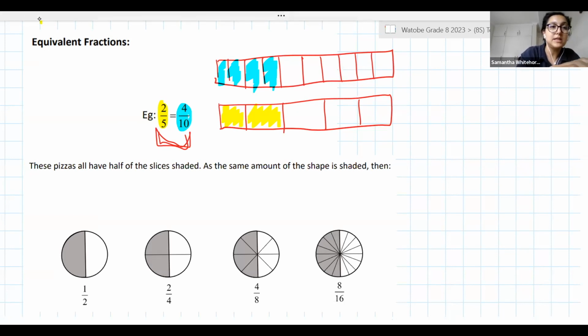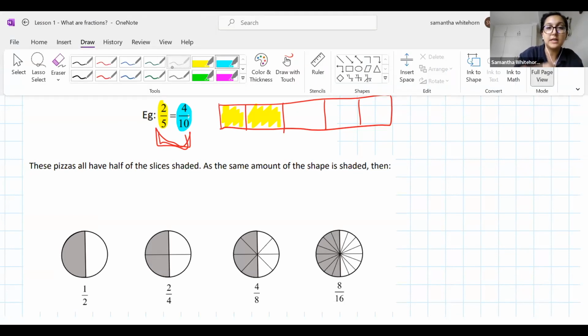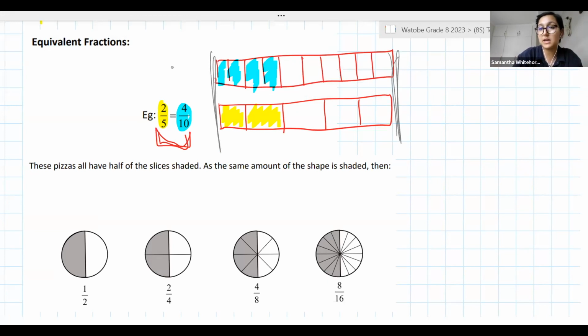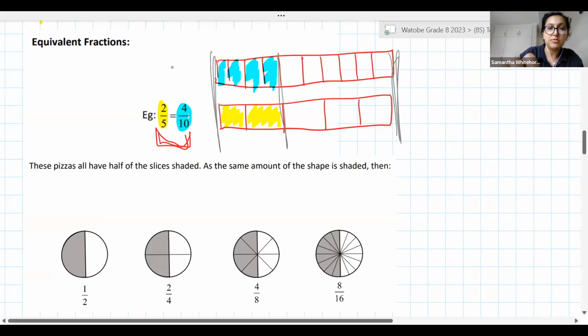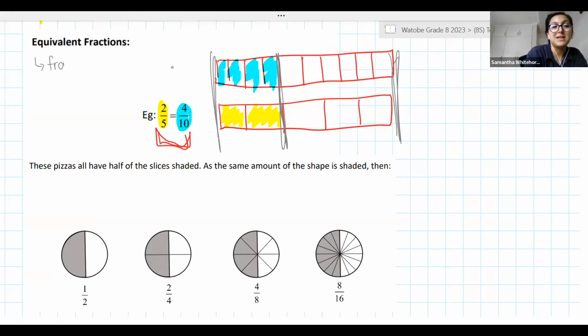And what we need to see here is that these rectangles are exactly the same length. So they're exactly the same size. And the shaded regions take up exactly the same amount of space in each. And so this is what an equivalent fraction is. It's fractions that look different, but represent the same part of the whole.